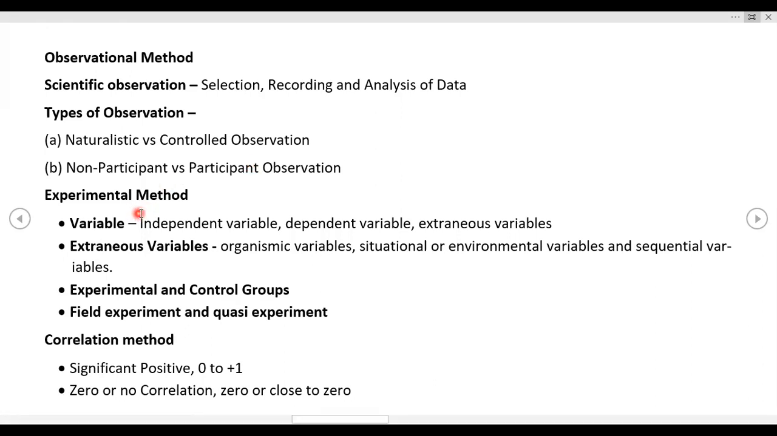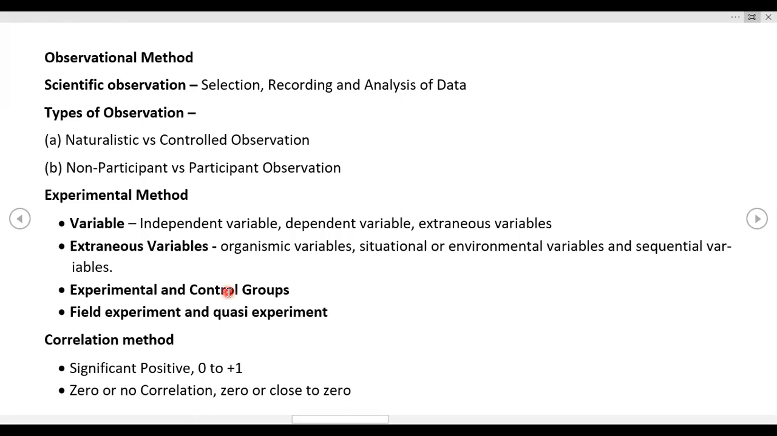And then it is the experimental method. In the experimental method we have the concept of variable. Variable is which varies, which has a change. What are the types of variables? Independent, dependent, and extraneous variables. In the extraneous variables, there are different types: organismic, situational, environmental, and sequential variables. And what are the types of methods? Field experiment, quasi experiment, experimental. In that experimental, the types, experimental and control groups. The experimental group will have some conditions, the control group will have some other conditions.